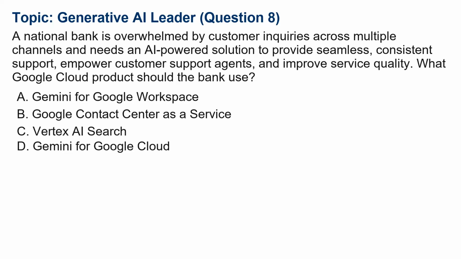A national bank is overwhelmed by customer inquiries across multiple channels and needs an AI-powered solution to provide seamless, consistent support, empower customer support agents, and improve service quality. What Google Cloud product should the bank use? A. Gemini for Google Workspace. B. Google Contact Center as a Service. C. Vertex AI Search. D. Gemini for Google Cloud.